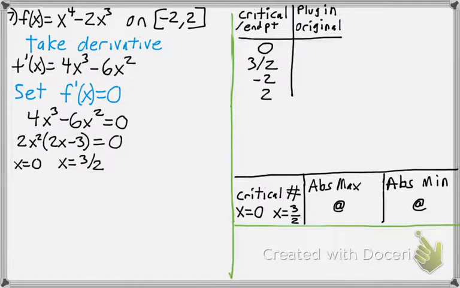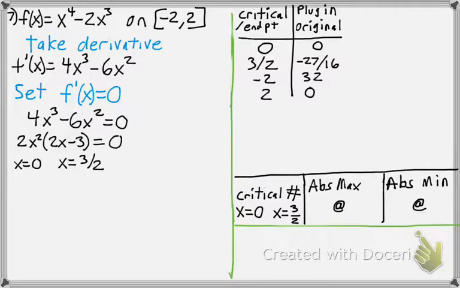And we need to plug all 4 of these values into the original function. And there's a couple ways you can do that. You can just plug them in manually. You can use the table feature on your calculator. It does not matter. So if you plug in 0, you should get 0. If you plug in 3/2, you should get -27 over 16. If you plug in -2, you should get 32. And if you plug in 2, you should get 0.